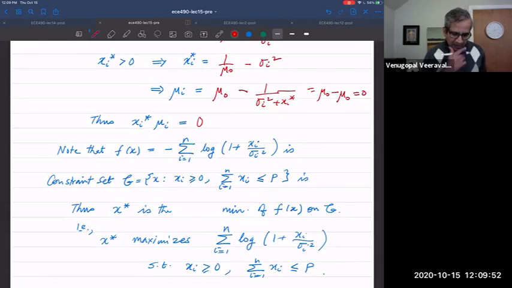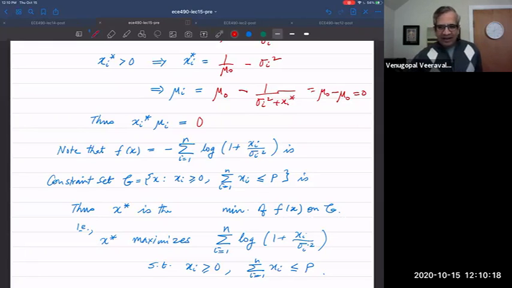So basically, we showed that the solution to this problem on this constraint set is, well, we showed that X star is a candidate for a local minimum, at least. That's what we have shown, right, through the KKT conditions.